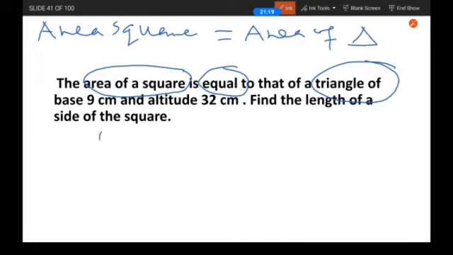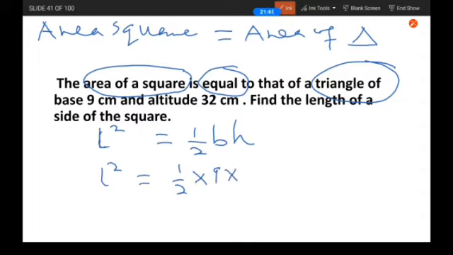Now, what is the area of a square? That is why we begin with x squared, L squared. And what is the area of a triangle? We have different types, so you have to check the question very well. I haven't mentioned base, so we are going to be using this type. Find the length of the square. So we have x squared still, half, the base 9, then the altitude, that is the height, 32.